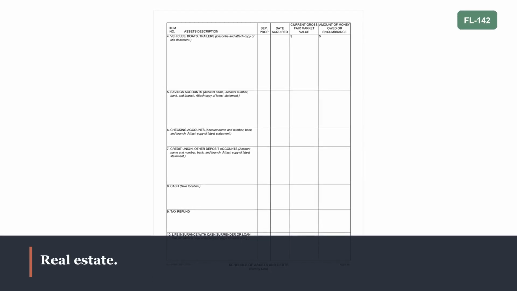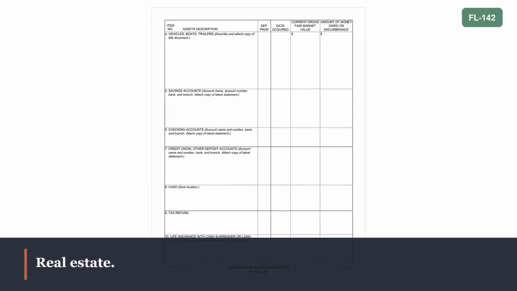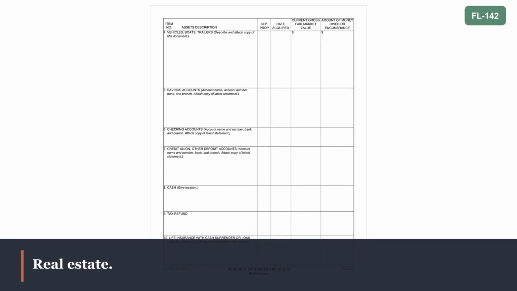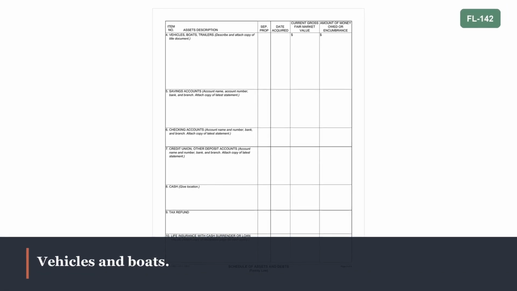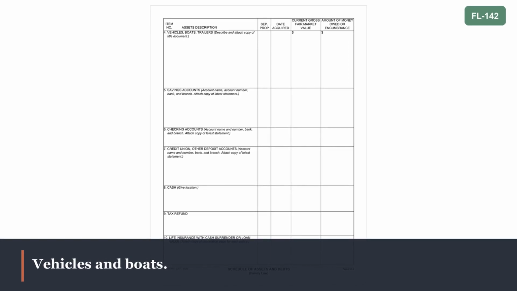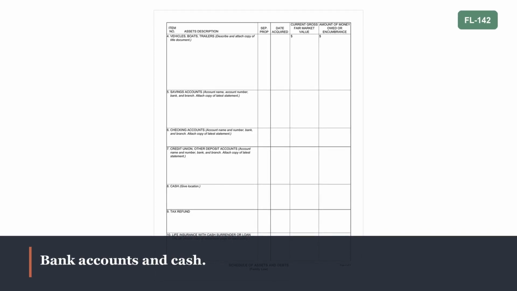Real estate. List every property interest you or your spouse hold, whether it's your family residence, a rental property, or vacant land. Include the address, an estimate of current fair market value, and the amount still owed on any mortgage. Vehicles and boats. List cars, motorcycles, RVs, and boats by make, model, year, and estimated value, along with any outstanding loan balance for each.